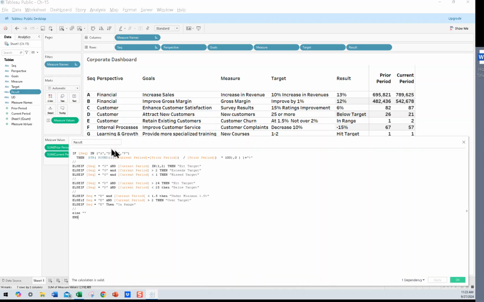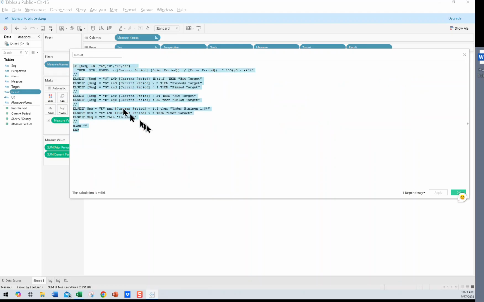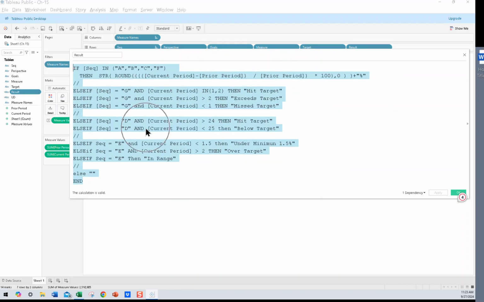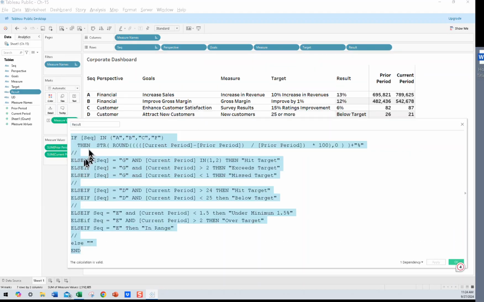Here is the calculation. I'm going to make it a little bigger. I will keep it highlighted because it's easier to read. Look at the calculation and look at the data at the same time. It is checking this field, the sequence field. Sequence field keeps things in orders, but each letter tells us what kind of calculation we need to do.